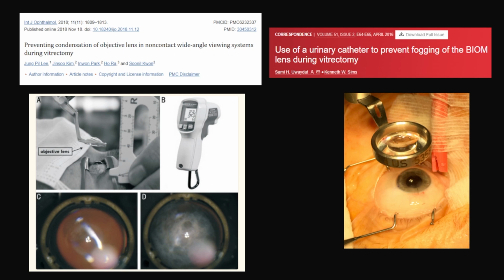They have also looked at coating the surface of the cornea with a viscoelastic substance and compared it with similar condensation times. And they said that the optimal distance would be 5 mm of the objective lens from the cornea.